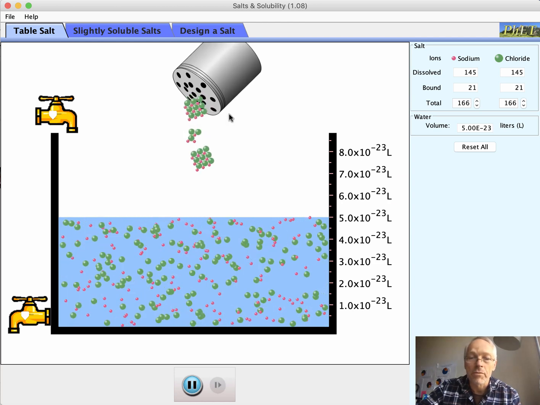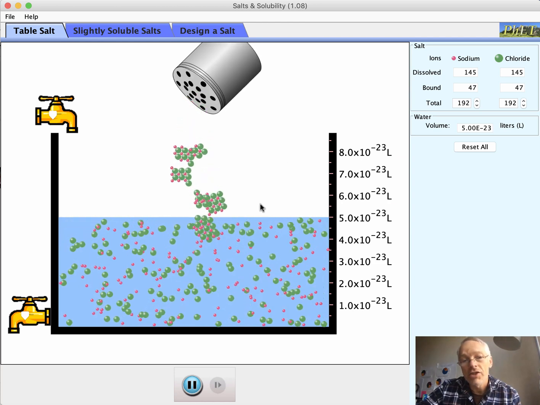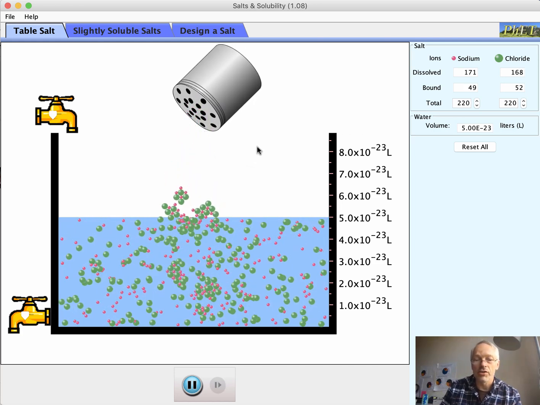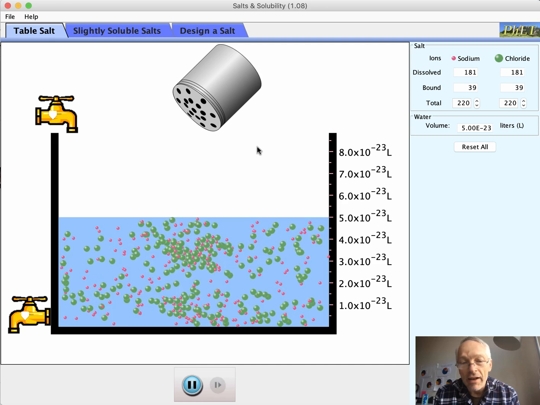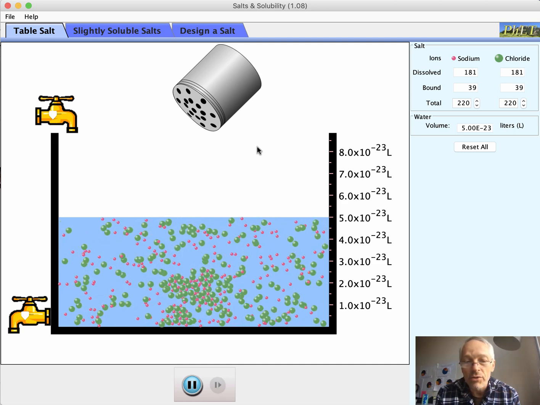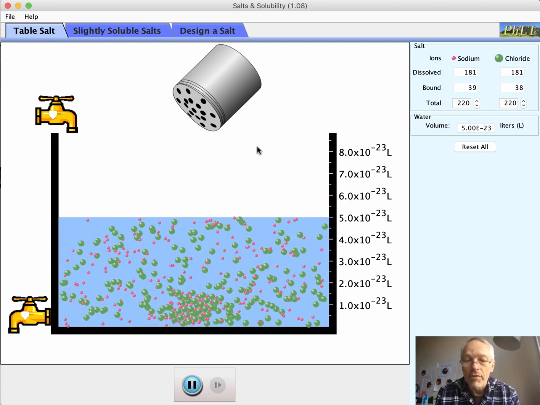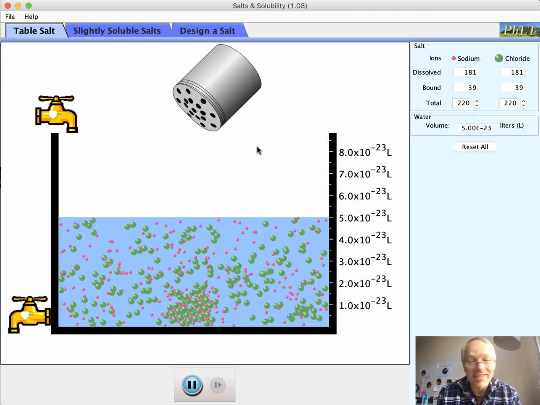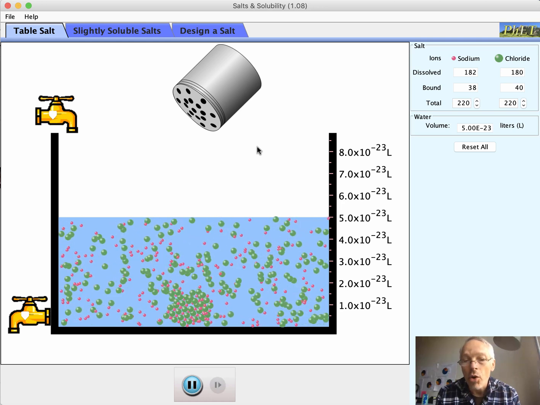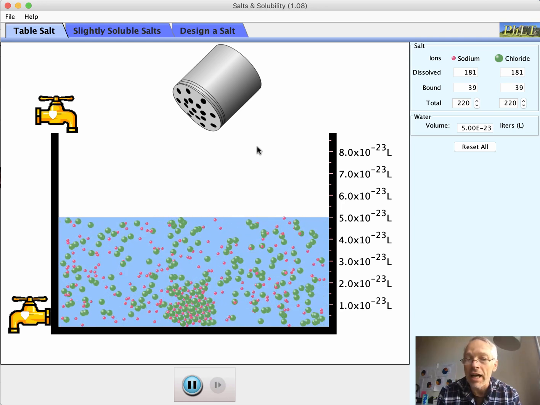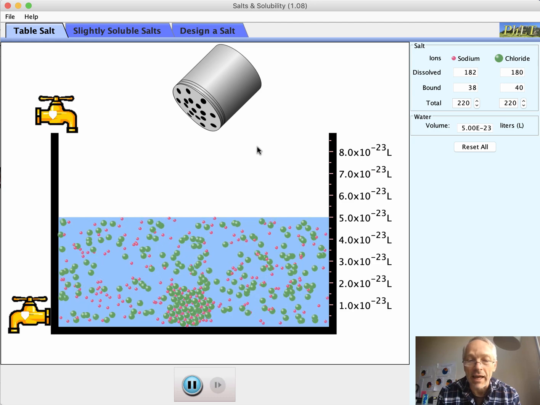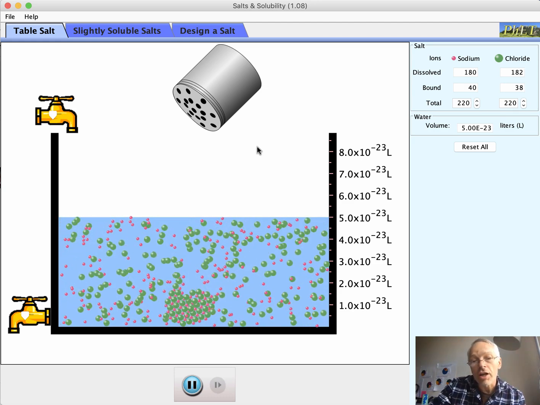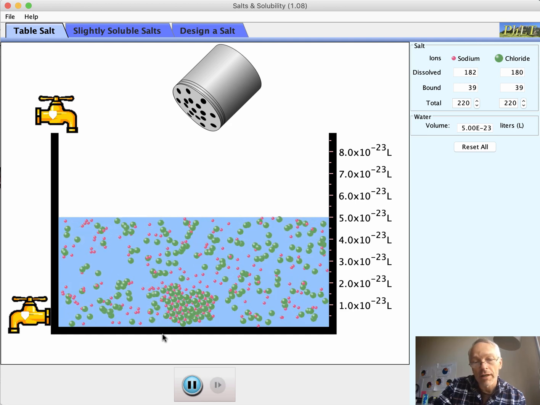sodium chloride. And if I keep going, eventually I will get so much sodium chloride in the solution that the crystals just fall down to the bottom. Now, at this stage, we would say that the solution is saturated. It is holding as many of the free ions as it possibly can. And we have at the bottom a chunk of solid sodium chloride.